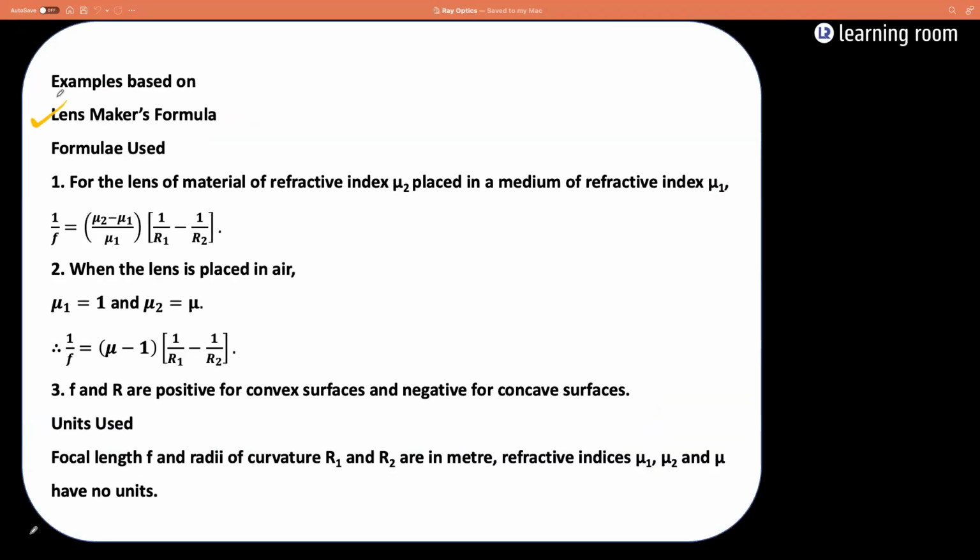Okay. The next is Lensmaker's formula. So what does Lensmaker's formula tell us? 1 by f is equal to mu2 divided by mu1 minus 1, into 1 by r1 minus 1 by r2. What does mu2 stand for? mu2 stands for the refractive index of the glass medium, and mu1 stands for the refractive index of the outside medium.